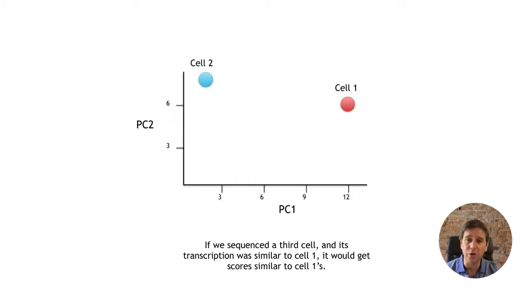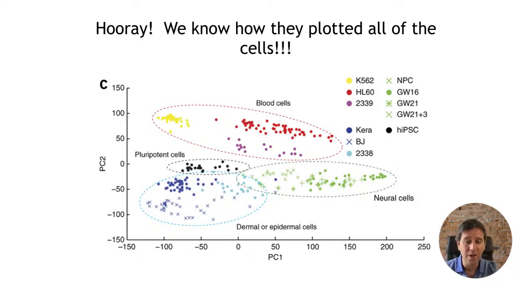If we sequence a third cell, a third kind of condition here, we did the same thing, we would get some values. And if it was similar to cell 1, it's going to lie in a similar location on this PC plane. It's going to get similar scores on these PCs when we take those products, the sums of all those products down. So hooray, we've got it, right? Cell 1 and cell 2 are similar to each other.